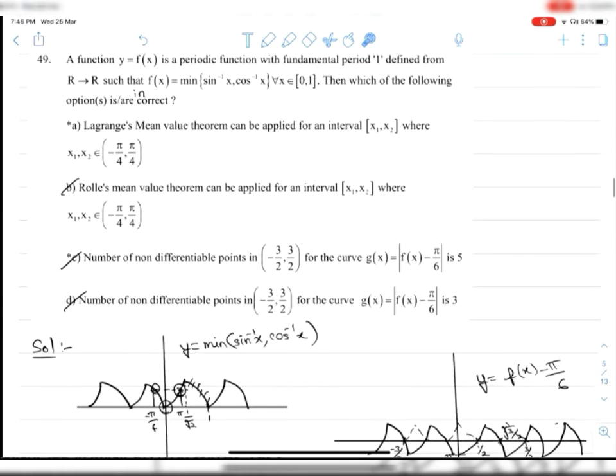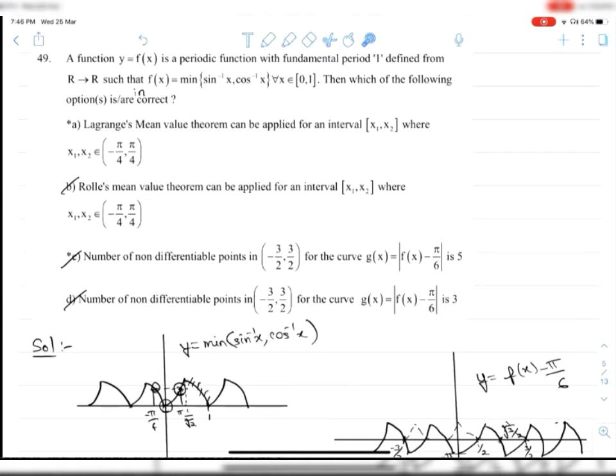So options B, C, D are false, whereas Lagrange's can be applied. For Lagrange's to be applied, f of a need not be equal to f of b. So I will take some interval in which the function is strictly increasing or strictly decreasing.